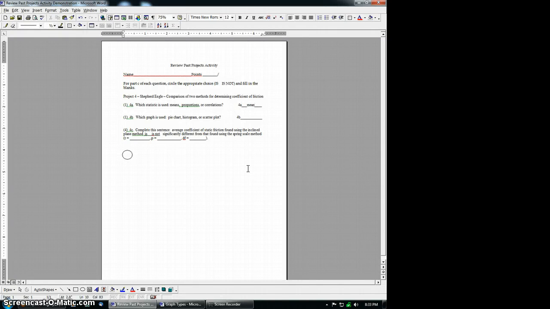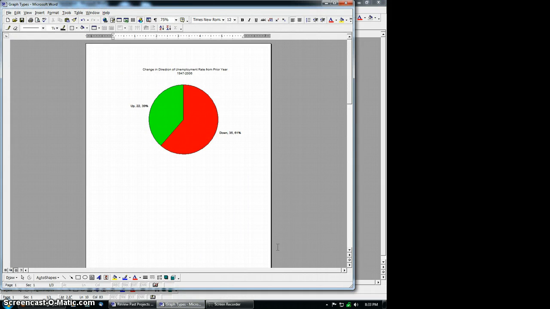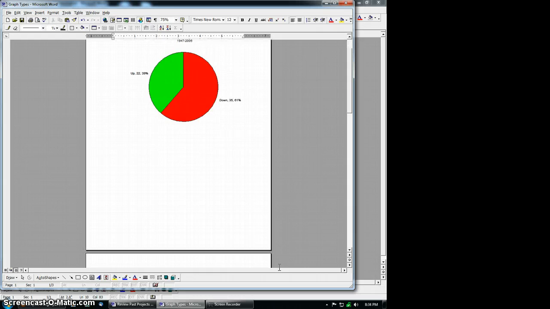Which graph is used? So was it a pie chart, a histogram, or a scatter plot? Well, here's an example of the different types of graphs. This is what a pie chart looks like. It has various slices that tell how many and what percent of the values fall within each category. In this case, it was a change in unemployment rate from the prior year. So 22 times it went up and 35 times the unemployment rate went down. This is a pie chart.